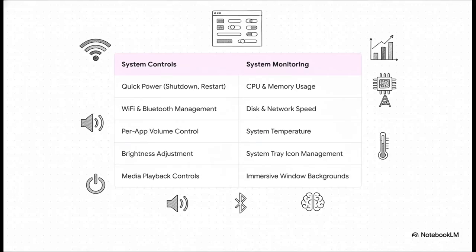And just take a look at how deep this goes. On one side, you have all your system controls: Wi-Fi, Bluetooth, even controlling the volume for each app individually, which is awesome. And on the other, you've got live system monitoring. You can see your CPU usage, your network speed, all at a glance. It basically takes all the scattered settings in Windows and puts them in one clean, logical place.